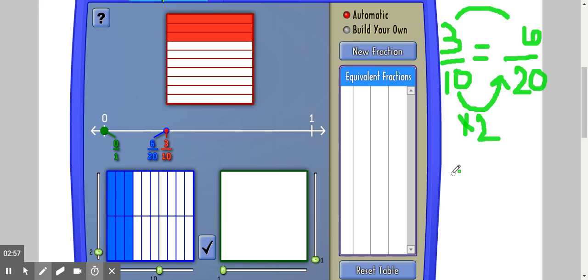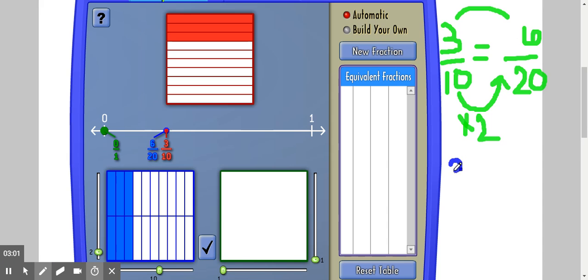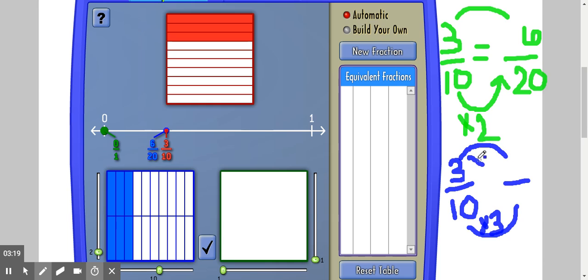What else could we do? Let's start back with that 3/10 again. If I start back at that 3/10, what could I multiply it by to get a new denominator that's equivalent? Well, how about 10 times 3? Whatever I do to the bottom, I must do to the top, or what I do to the top, I do to the bottom. If I multiply the bottom by 3, I have to multiply the top by 3. So 10 times 3 is 30, and 3 times 3 is 9.